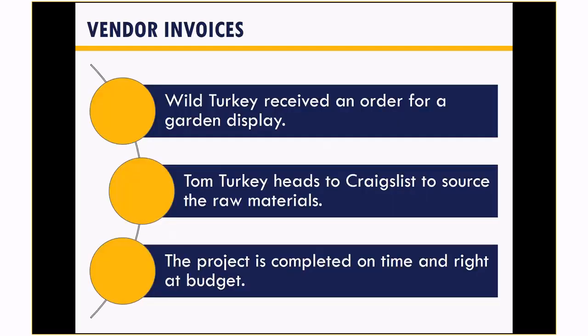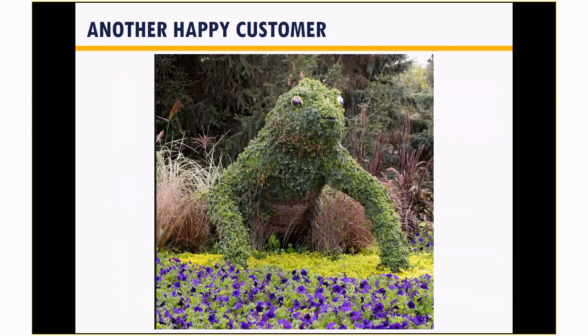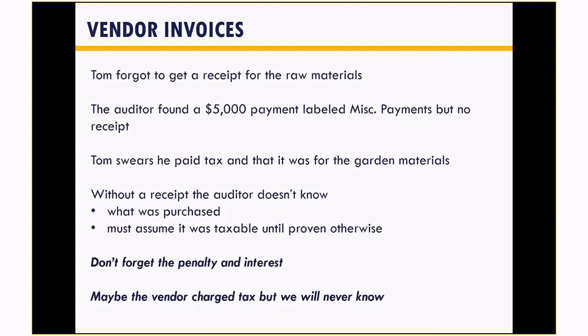Now, here's an example. Maybe the names have been changed a bit to protect the innocent, but our folks at Wild Turkey received an order for a garden display. Tom Turkey has a vision of what this display will be. He heads to Craigslist to source some raw materials, gets folks on it right away, and this thing is done and completed on time and on budget. And a pretty neat looking garden display. Everybody's happy, except our friend the auditor.